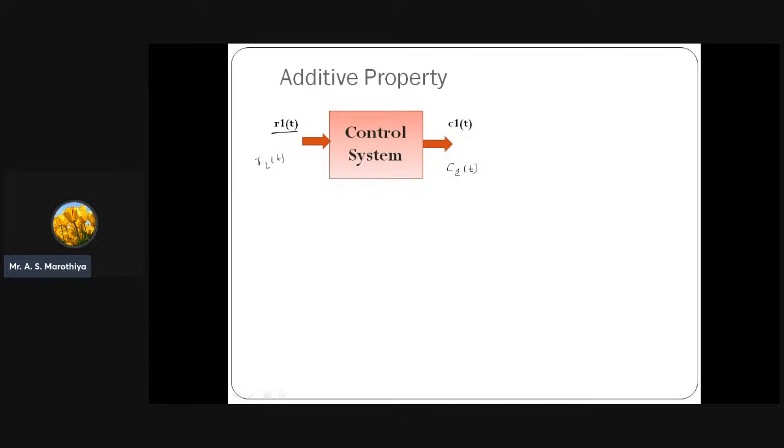Now in case 3, what are we going to do? We are going to provide the addition of these two inputs simultaneously, R1 of t and R2 of t. So we club these two and provide that as an input to the system, and we examine what the output of that system will be in that case. If the output of the same system in case number 3 is a combination of C1 of t and C2 of t, or you can say the individual addition of the responses produced by the system in the previous two cases, then we can treat this system as additive.